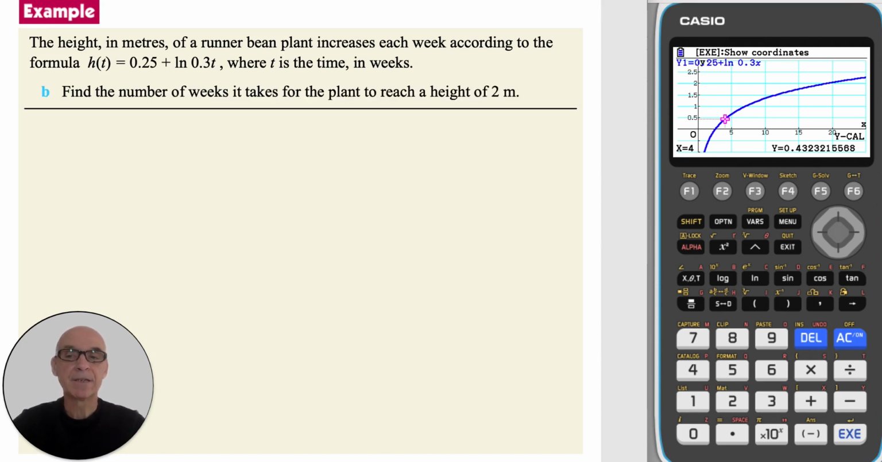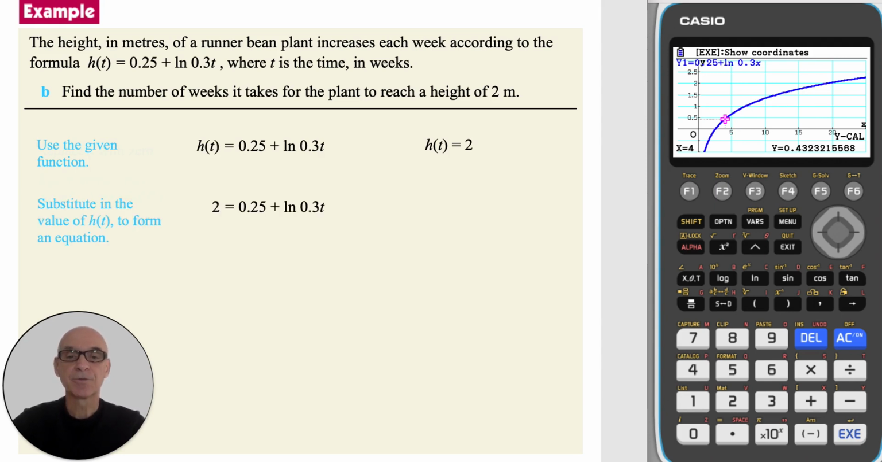In part B of the question, we're asked to find the number of weeks it takes for the plant to reach a height of 2 meters. So again, starting with the given function and substituting in the value of h, which is 2, to form an equation. We can either use solver on the calculator to solve the equation.